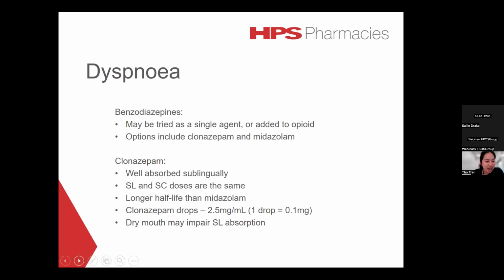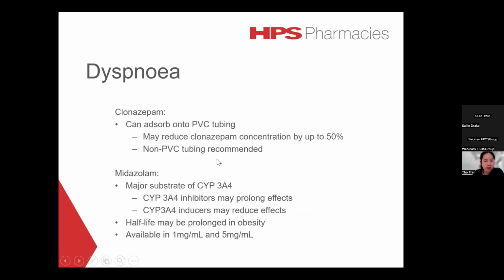Okay, next slide. So with clonazepam, another downside is that it can absorb onto the PVC tubing and it can reduce the concentration of clonazepam by up to 50%. So we'll have to make sure that non-PVC tubing is used or recommended.